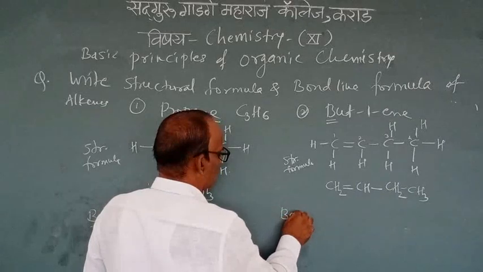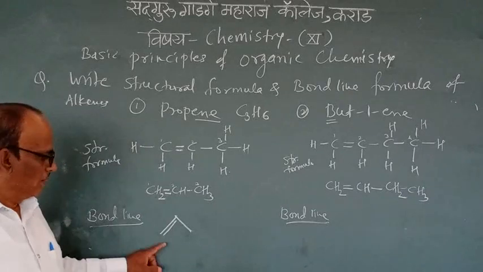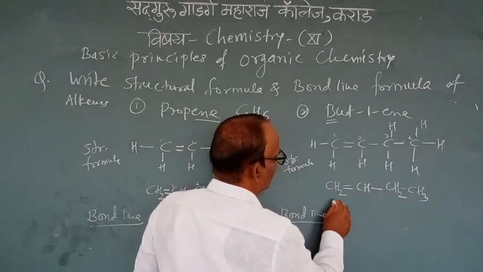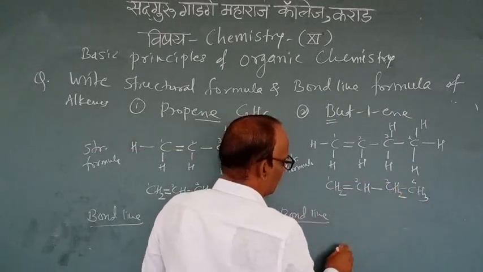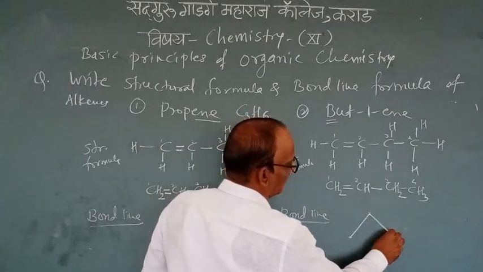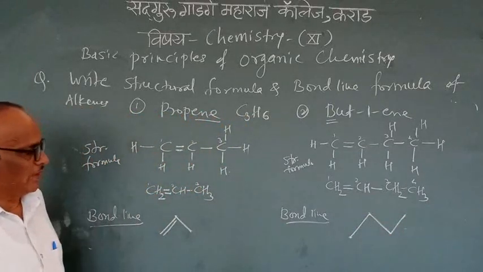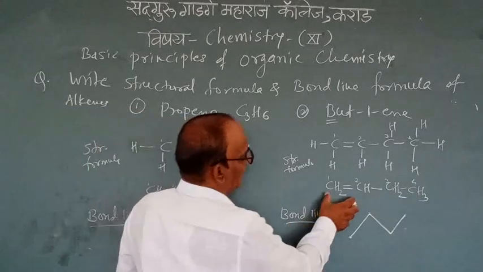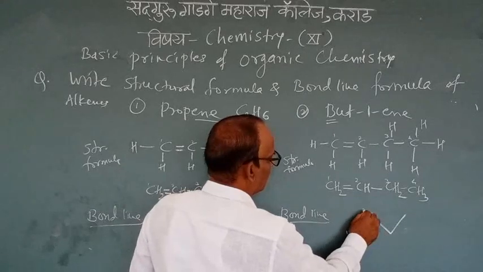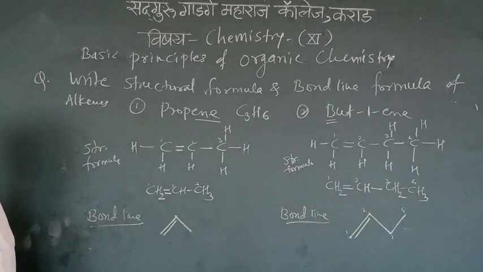Then from this structure you write the bond line formula. The bond line formula is written in this zigzag manner. You write 4 carbon atoms, 1, 2, 3, 4. So start the line from this point. First carbon, this is second, third and fourth. 4 carbon atoms are there. But between carbon number 1 and 2 there is a double bond. So this is the bond line structure of but-1-ene.